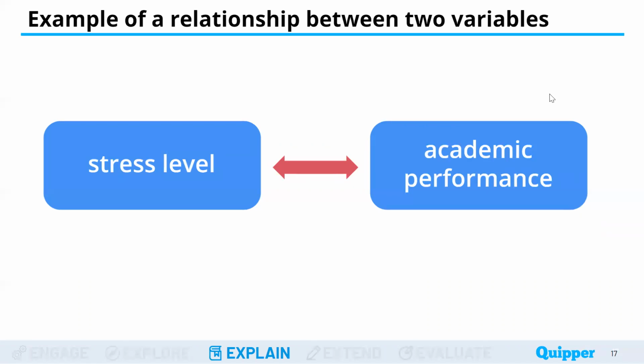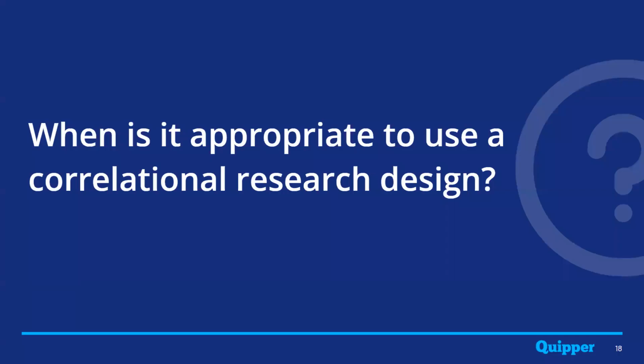Okay, so for example, we want to check the relationship between two variables. For example, yung stress level and then yung academic performance. Okay, so let's just check na kung mas mataas ba yung stress level, mataas ba yung academic performance. Kasi diba merong mga students na even stress sila, kaya nilang pangalagaan yung academic performance nila. Okay, but we want to check the majority. When is it appropriate to use correlational research design?